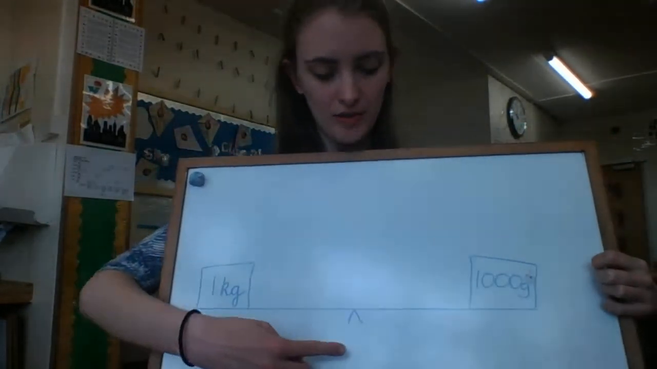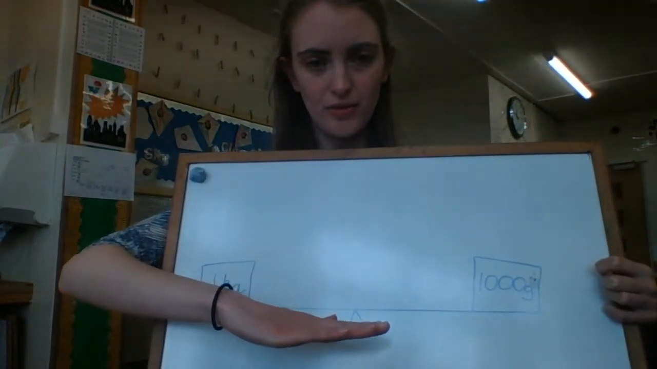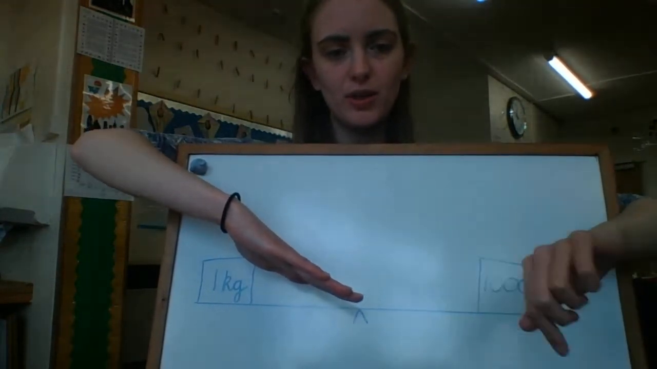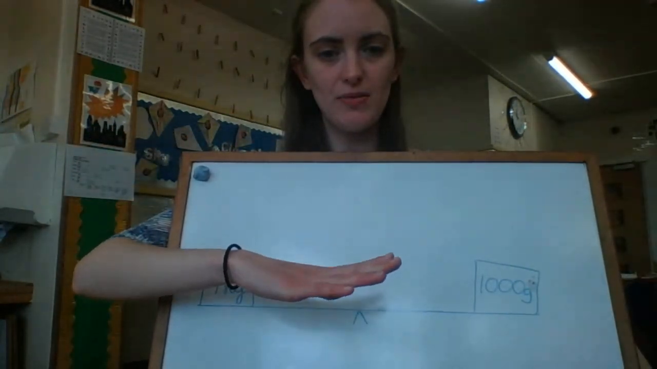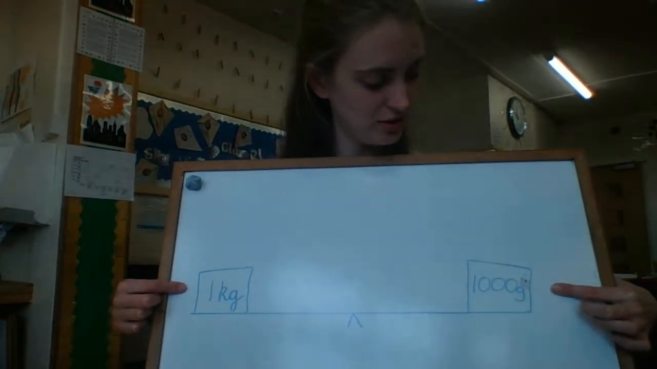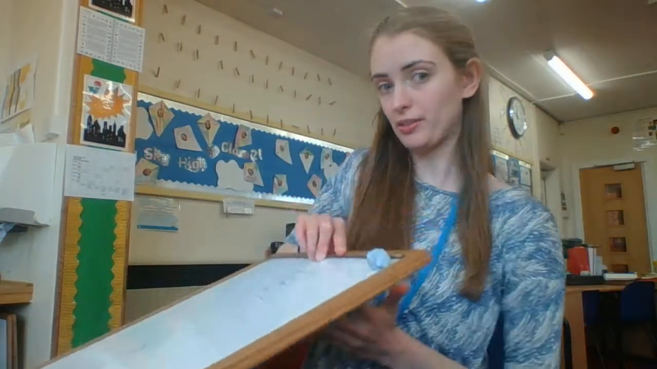Okay, so if we have a balance scale like this, one with a little stand in the middle and then a plank, remember if it does this, heavier item goes down, lighter item goes up. If it's the same and even, it's the same mass. So 1,000 grams is the same as 1 kilogram.